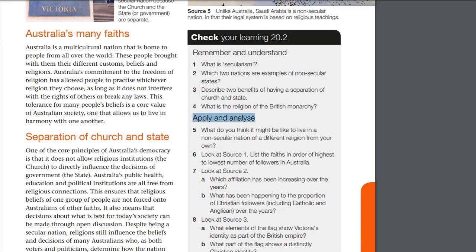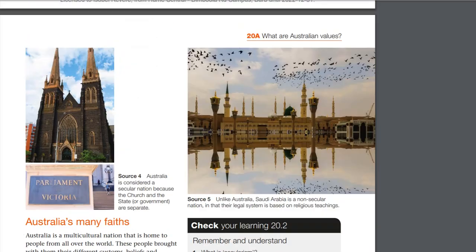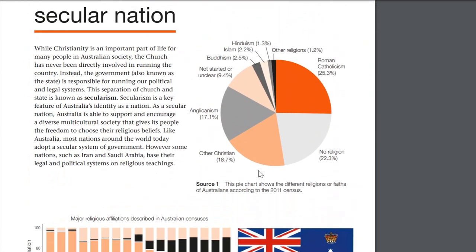Now we move on to our apply and analyze questions. So remember, guys, these ones make you think just that little bit more, make a couple of connections between the content we're learning and your own beliefs and your own opinions. So question 5, what do you think it might be like to live in a non-secular nation of a different religion from your own? Question 6, look at source 1. List the faiths in order of highest to lowest number of followers in Australia. So that's source 1 here. So you're going to list them from the highest to the lowest amount of followers of that religion in Australia.